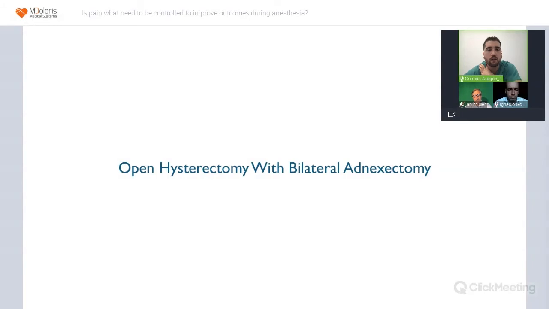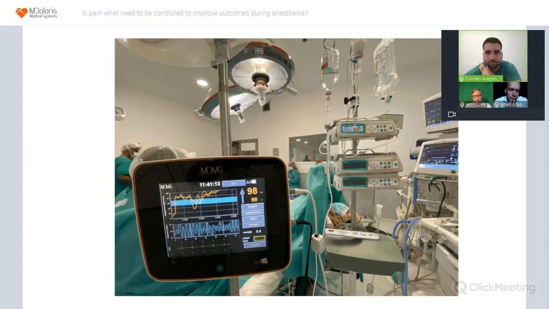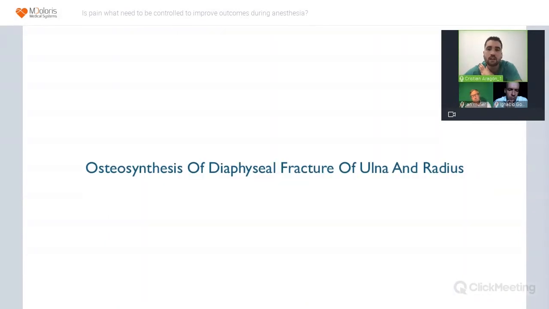Here we have also a case of a hysterectomy under spinal anesthesia and sedation. And we can see here also high values of ANI, because in the combination of a spinal anesthesia and sedation, the sympathetic block is practically total. The same occurs when regional anesthesia is used.